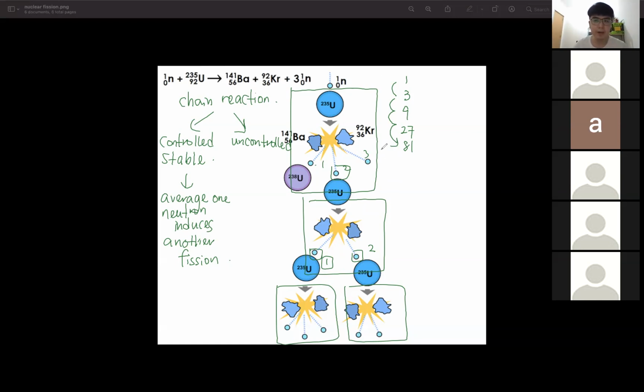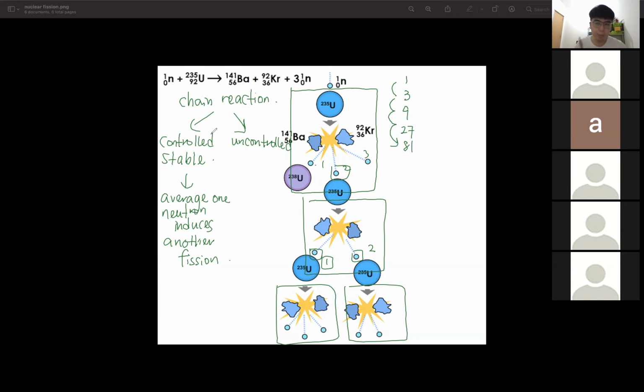This is an example of uncontrolled. We don't want this to happen. This becomes a nuclear bomb. So this is how a nuclear bomb works. It works based on chain reaction. It is the chain reaction that causes this huge explosion, and a lot of energy is released. All they need is just one trigger. When the bomb strikes, one trigger sets off the whole chain reaction. It becomes uncontrolled, and then boom, explode.